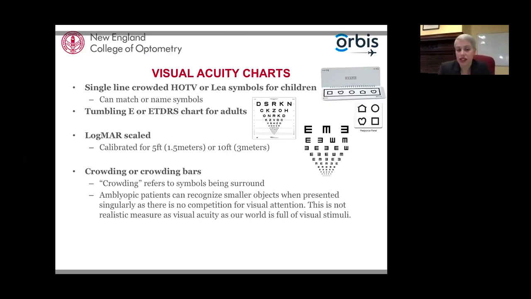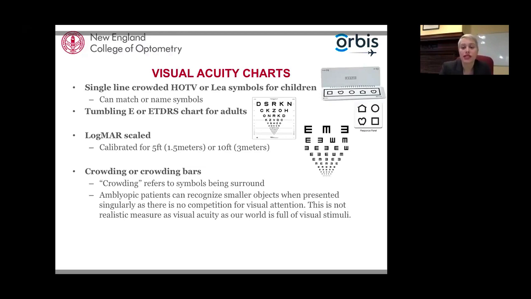The reason that crowding is really important is we want to give a more realistic idea of visual acuity, and that would include visual attention. In our environment, there's a lot of things competing for our visual attention. So if we have something on our chart that is competing for our visual attention, it gives a more realistic measure of visual acuity, and that's particularly the case in amblyopia.